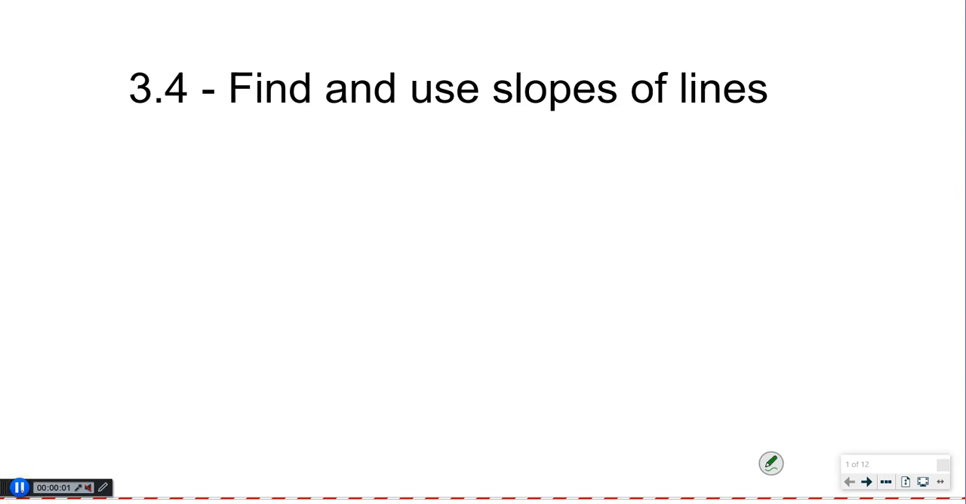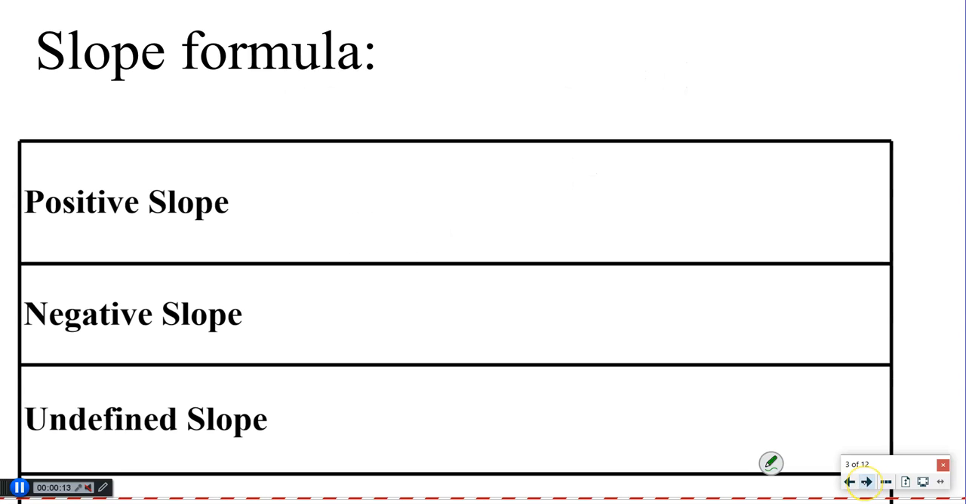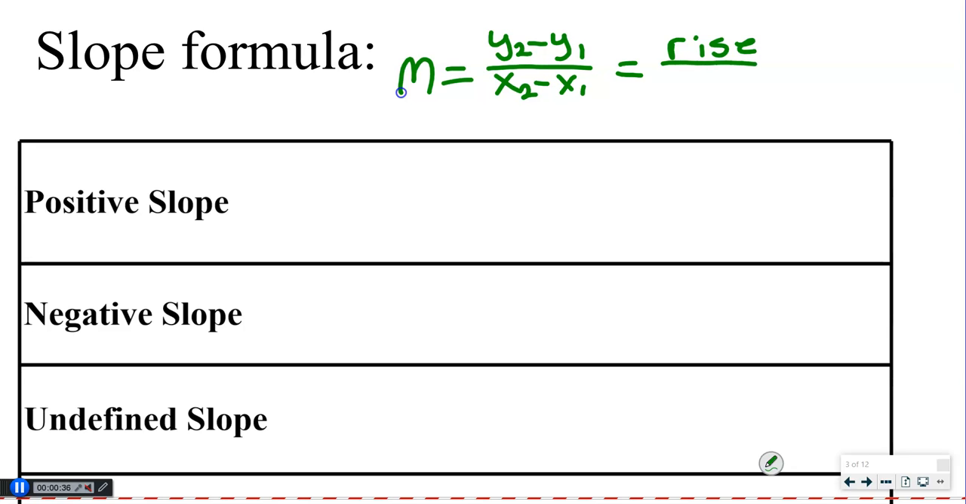All right, class, next section, 3.4, find and use slopes of lines. So you guys are going to be able to calculate slope and graph lines. So the slope formula we talked about a little bit last time. It is m for slope, equals y2 minus y1 over x2 minus x1. And that gives us our rise over run.